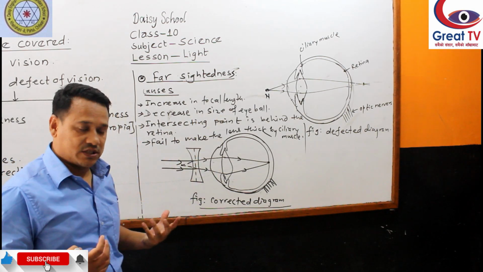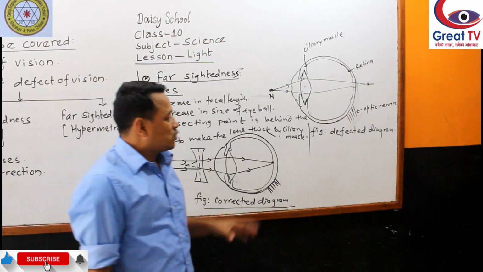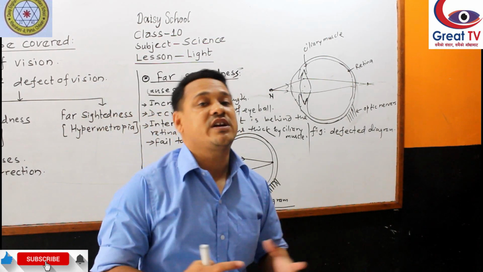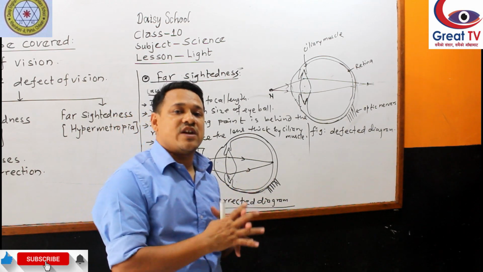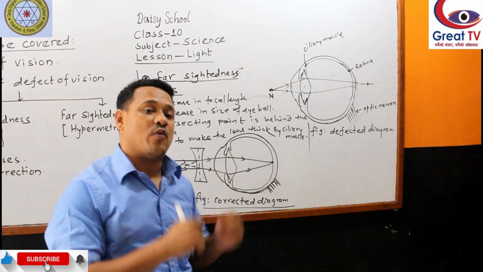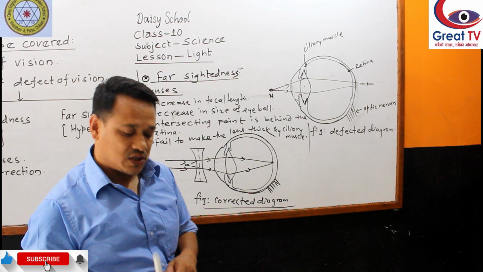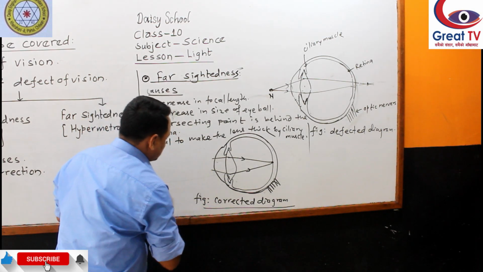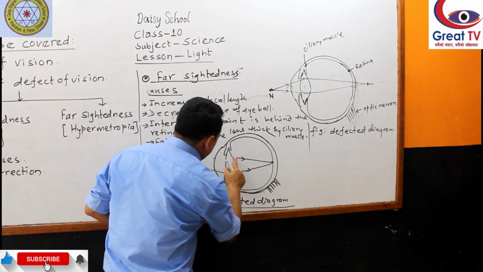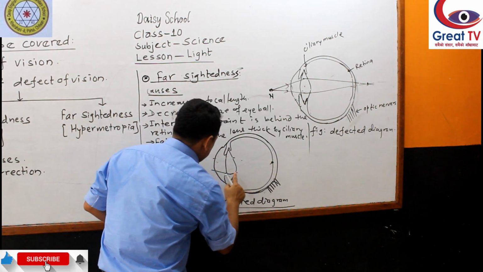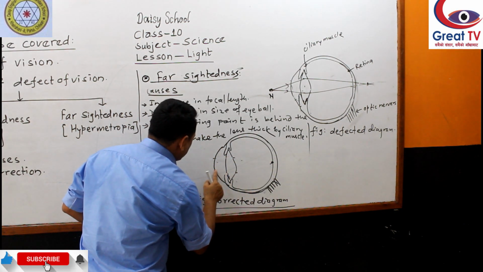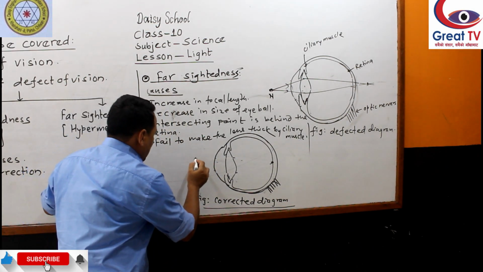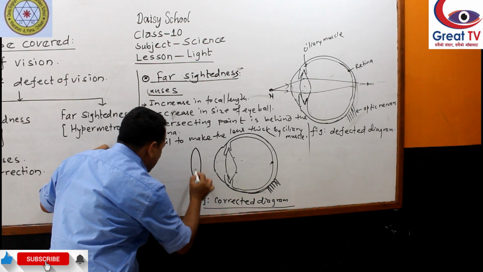Then how to treat it? To treat the far-sightedness defect of vision, we should use a convex lens of suitable power, suitable focal length, as spectacles. So for far-sightedness we have to use a convex lens.